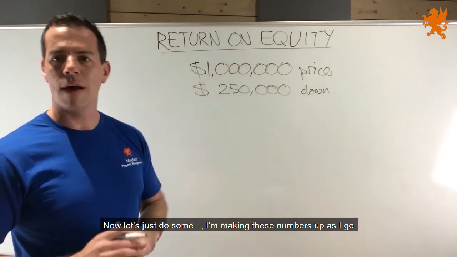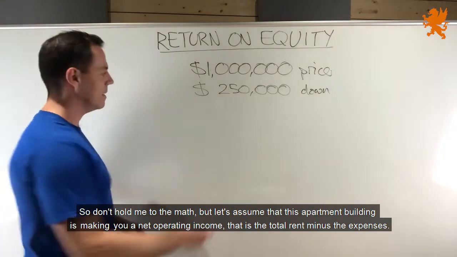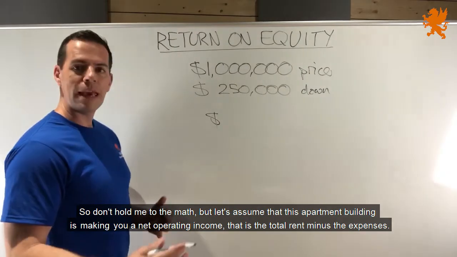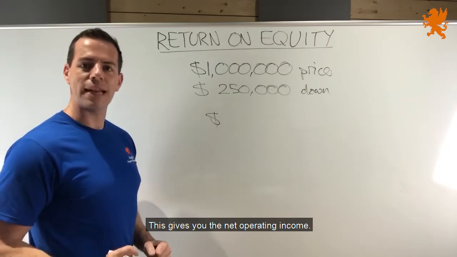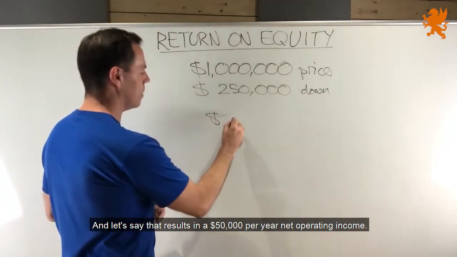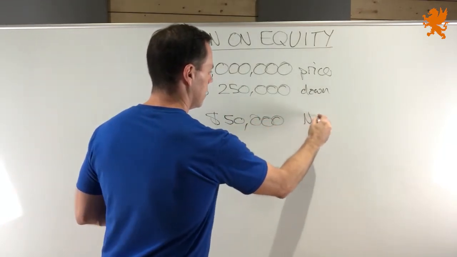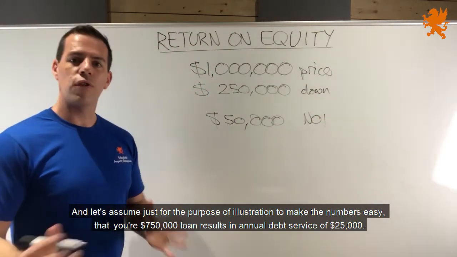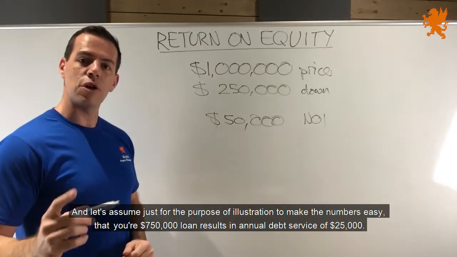Now I'm making these numbers up as I go, so don't hold me to the math, but let's assume that this apartment building is making you a net operating income. That is the total rent minus the expenses gives you the net operating income. And let's say that results in a $50,000 per year net operating income, NOI.